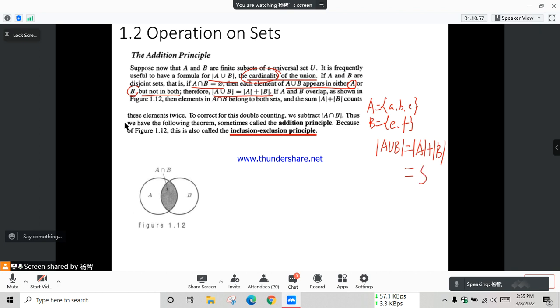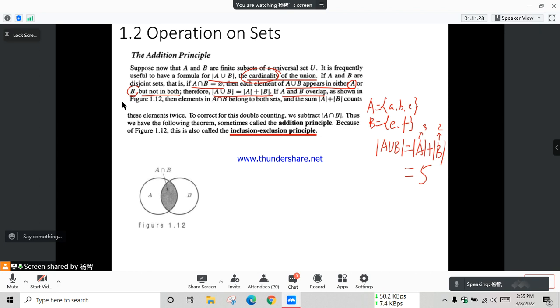Yes, it's 5, because this is 3 and this is 2. And I also have another condition. If A and B overlap, it means they have some common element between these two sets.